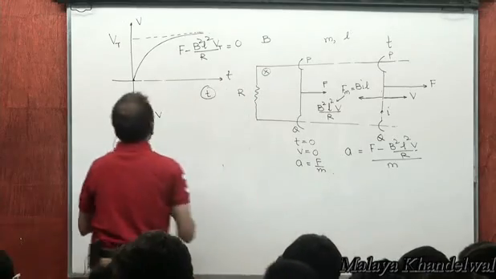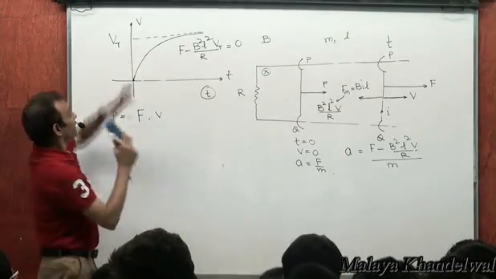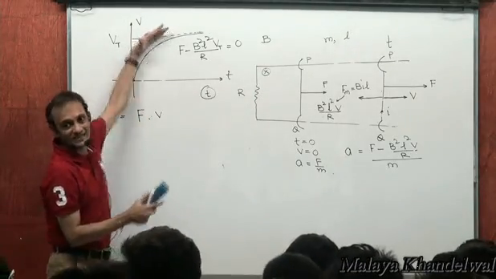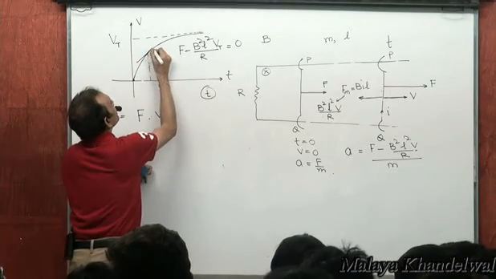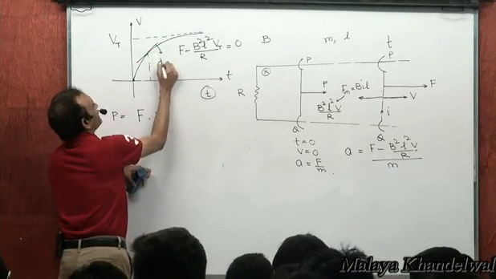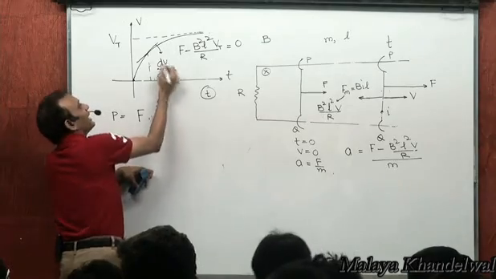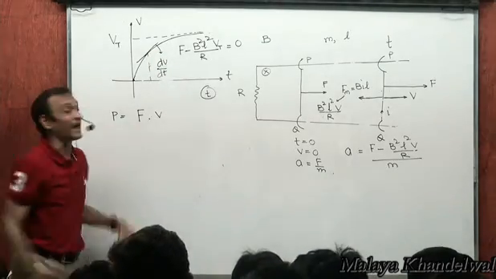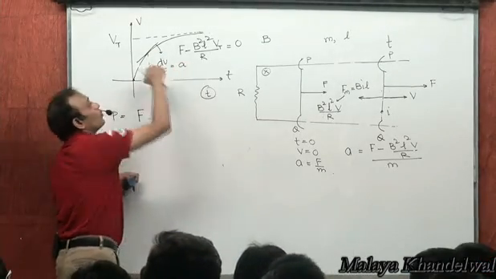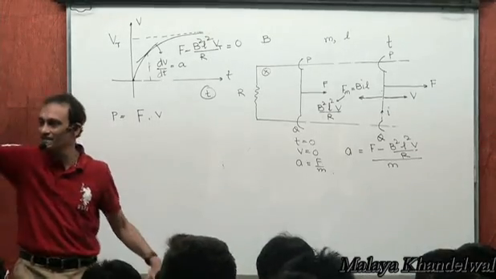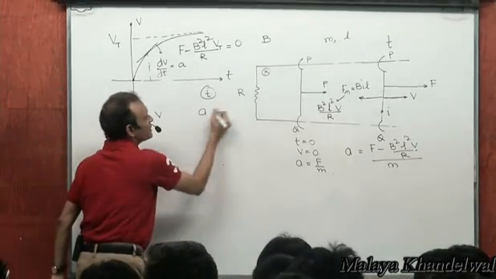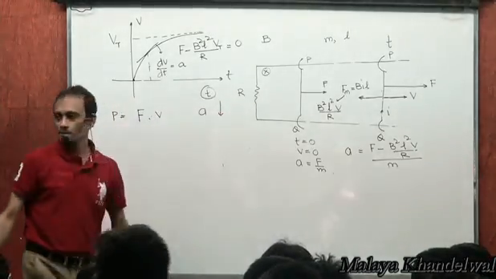Now, what is happening to dV/dt? It's decreasing. Do you realize that? At any given time, the slope of this tangent will give me dV/dt. That's the acceleration at that instant, right? What's happening to dV/dt? It's decreasing. Do you see that? So acceleration is decreasing with time.